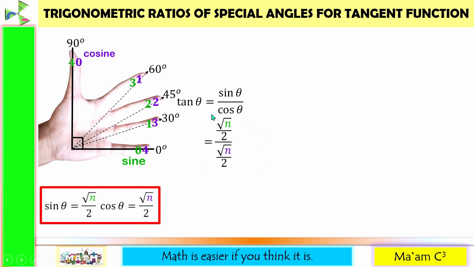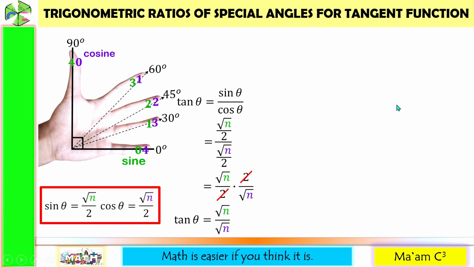This is a complex fraction. To solve this, let us copy our numerator first. Then we are going to multiply this with the reciprocal of our denominator. So times 2 over square root of n. We can cancel now the constant 2, but we cannot cancel the square root of n and square root of n. Why? Because it has different values in our fingers. So our formula will be the square root of green n divided by the square root of purple n. And this is the formula for tangent theta.